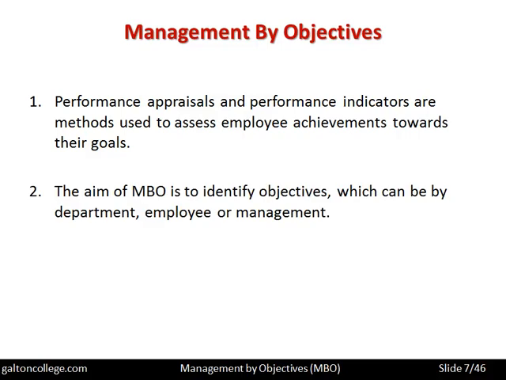The aim of management by objectives is to identify objectives, which can be done by department, by employee, or by management itself. So this whole idea of management by objectives permeates the whole organization. The management have a set of objectives that they must achieve. The departments within the business have sets of objectives that they must achieve, and the employees within the departments have sets of objectives that they must achieve as well. So it's, as we'll see later, a cascading system.